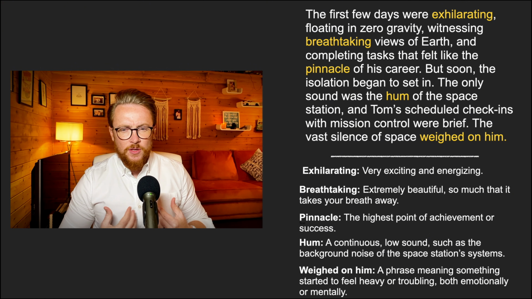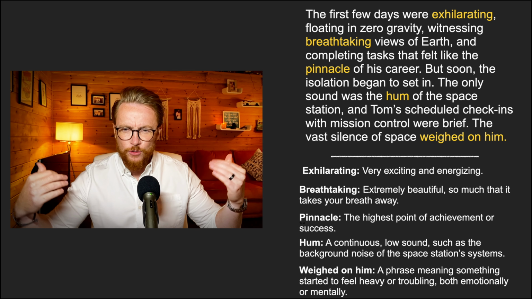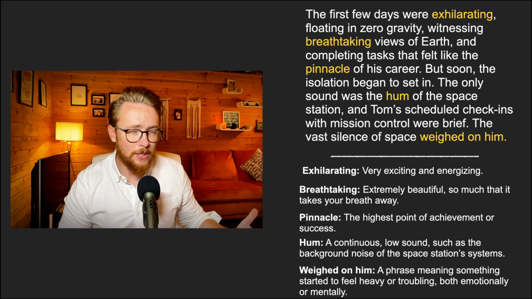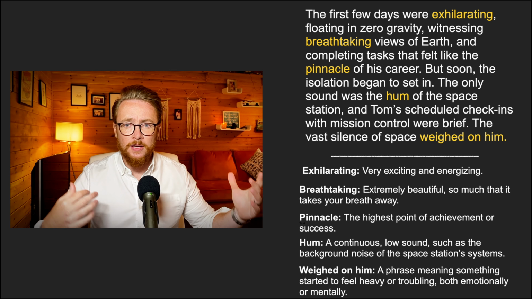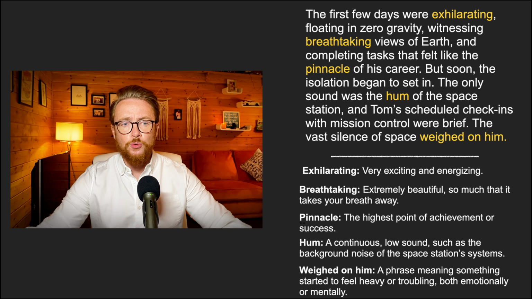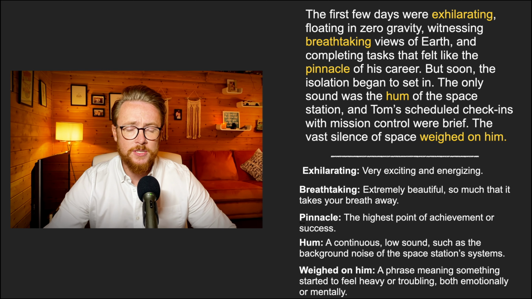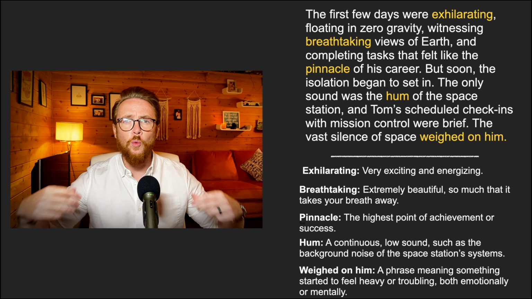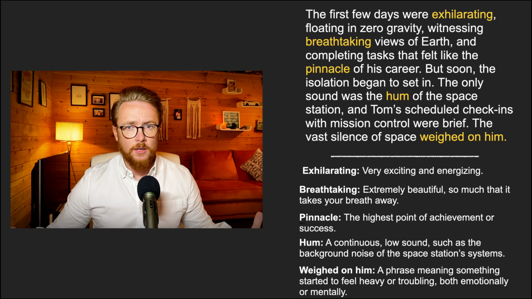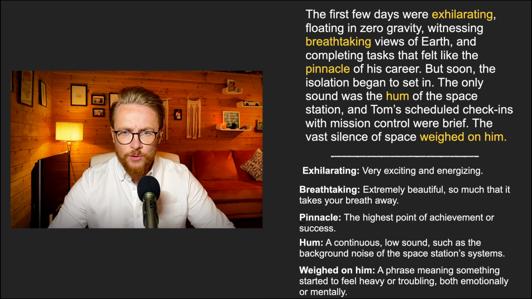And if something weighs on you, it means that something is feeling heavy or troubling, perhaps emotionally, mentally, or both. It's like having a weight on your shoulders. Often when we talk about a problem leaving us or us working through a particular problem, we talk about it being a weight off our shoulders. Meaning we're free again. The weight is off our shoulders. The burden is no longer there.